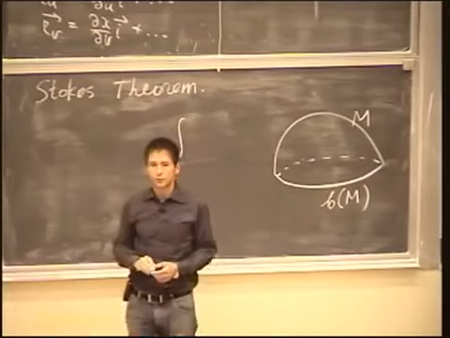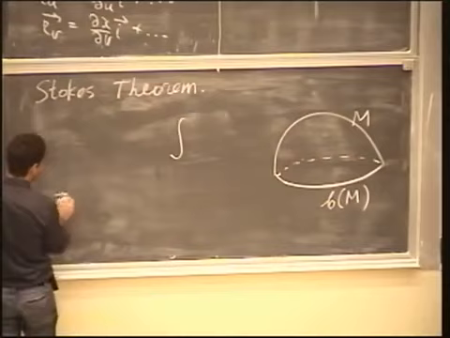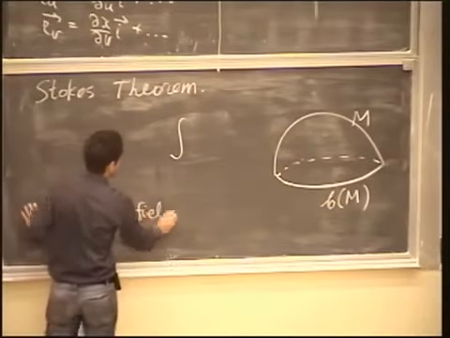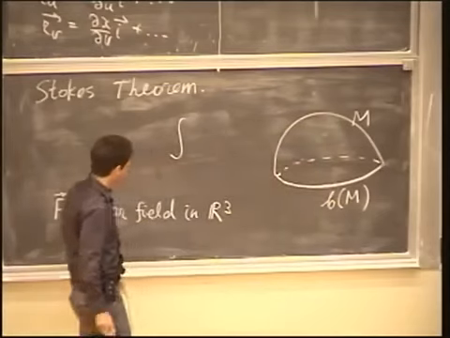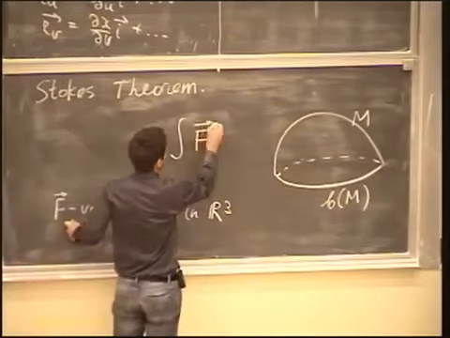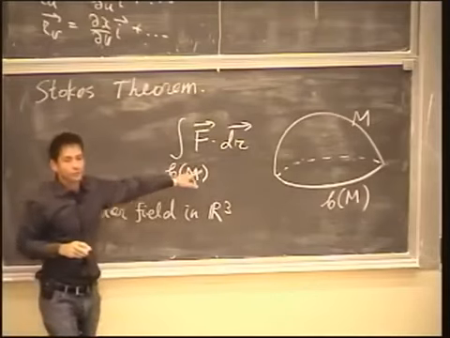So on the right hand side of the Stokes formula, we will have a line integral of a vector field over this boundary. So we'll have a vector field F, which will be defined in three-dimensional space. In particular, it will be defined on this entire surface. And on the right hand side, we'll simply take the line integral of this vector field over the boundary. Okay? So this is something we learned before, so I don't have to say much about it.